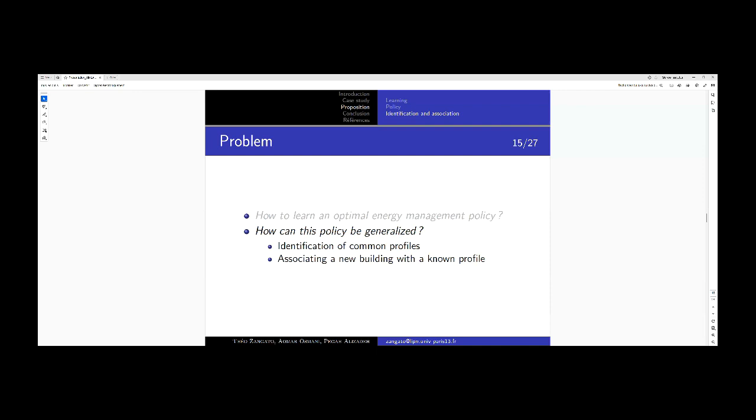So what we are proposing is identification of common profiles. And so we have only to train a certain number of policies based on those common profiles. Then we are going to associate every new building to a known profile to apply the already trained policy.